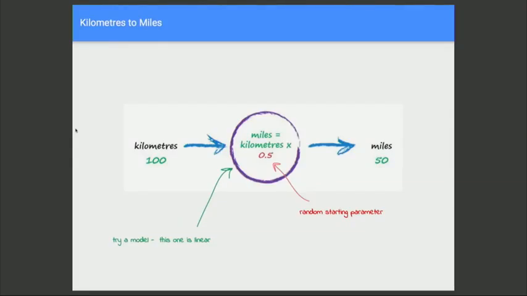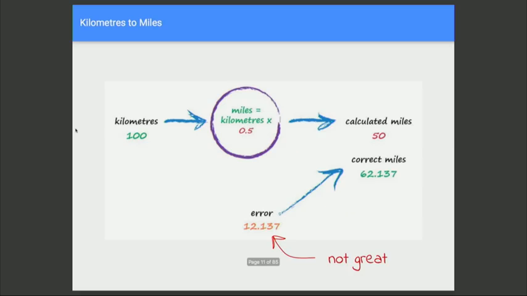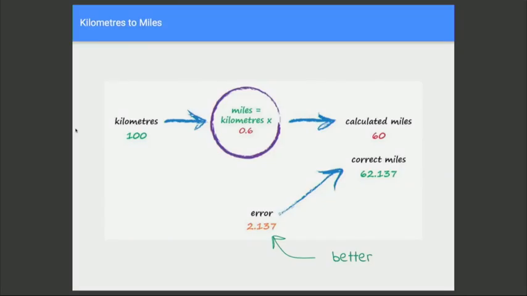Let's start with a number. We don't know. It could be miles is kilometers times 100 or miles is kilometers times 2. We'll start with 0.5. And if we compare it with real examples of truth, we know it should be 62.137, but our model calculated 50. It's not that bad. There's an error of 12. It's okay. It's not great. Let's tweak that. 0.6. That gives a better answer. Still not exactly right, but the error is much smaller now. Let's try again. 0.7. We've gone too far, and it's much worse now. Let's not be so enthusiastic about jumping, and try 0.61. And that's actually getting quite close.